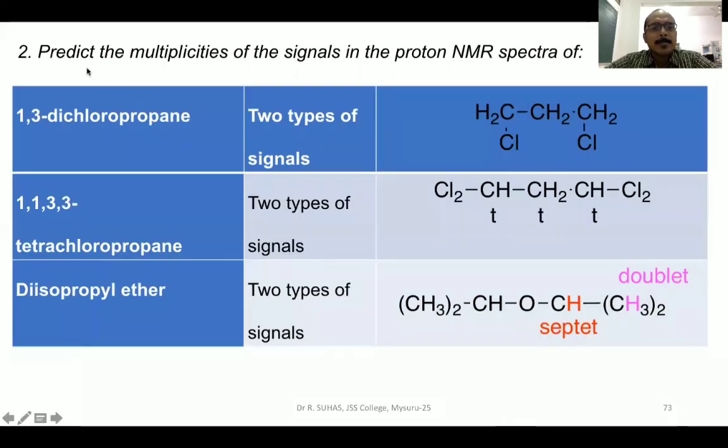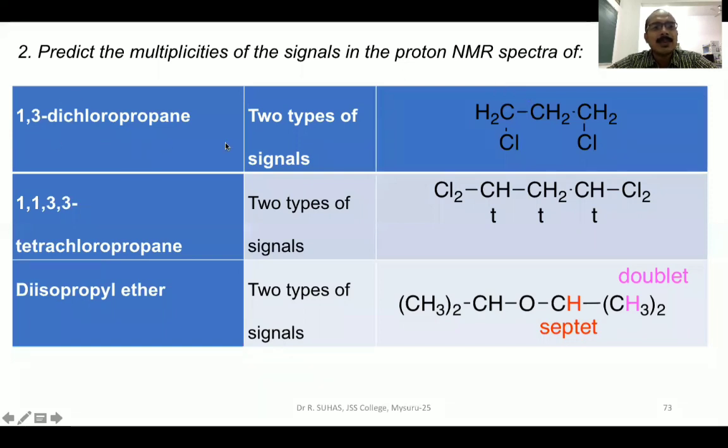So he says, predict the multiplicities of the signals in the proton NMR spectra of 1,3-dichloropropane. Here he has given only the name. In the previous question he had given a structure, but here he has given the name of the compound and he is asking to predict the multiplicities. How many types of signals are we going to get? That we will see. If a name is given, then we have to convert that name into a structure.